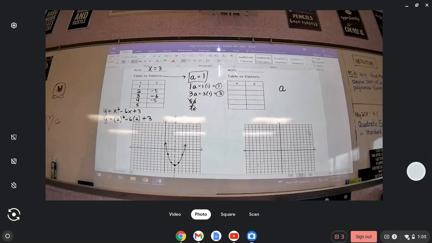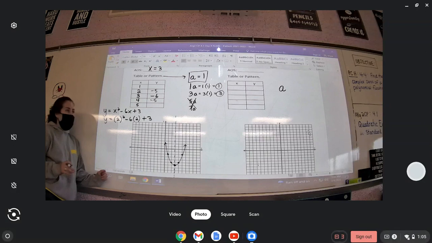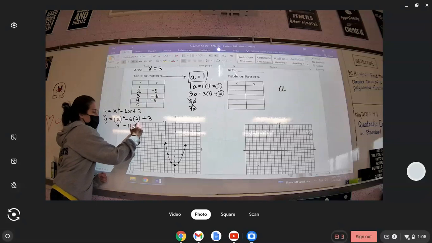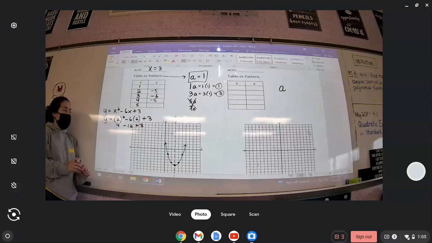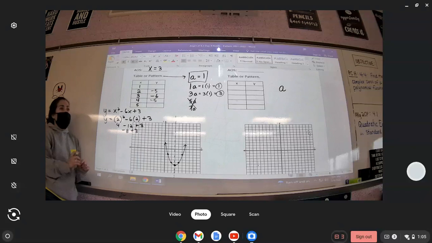And the pattern is getting you the correct y coordinates. So plug that in. Humor me, act like you're typing buttons on a calculator. All right, 4, subtract 12, plus 3. What does your calculator say you get? Negative 5. I swear to you that that is the correct point on your parabola.